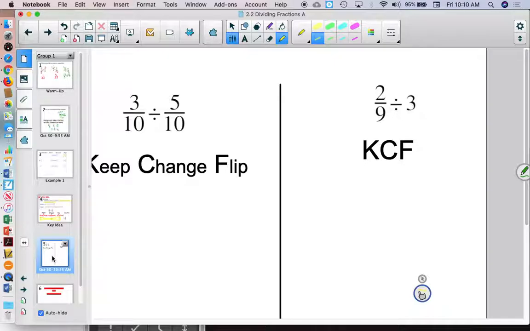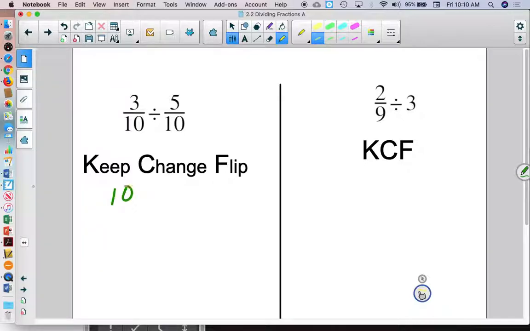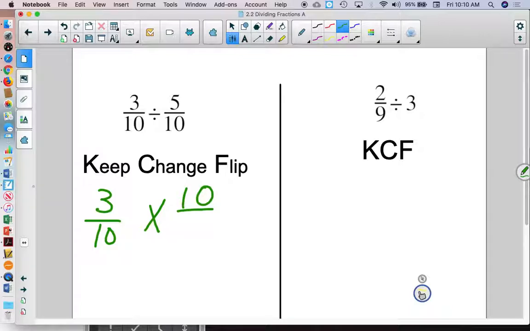3/10 divided by 5/10. What do I do? Keep the first. So this becomes 10 over 3. What am I doing? I said it and I wrote it. See? I said it, but I wrote it wrong. Not a good way to write it. Okay. Keep the first, 3/10. Change division to multiplication. Flip the second to 10/5.